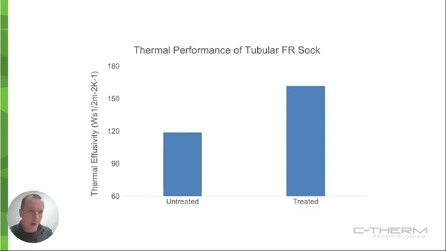Another quick example shows a tubular FR sock material, untreated, around 120, and was able to increase that to about 160 with the treatment. So I know Wim, the president of the group, was quite excited about this because, of course, he can show the fabrics and take them into his clients and get them to feel this in person. But it's another thing to be able to quantify it scientifically, to provide hard data in terms of performance improvement, and really help justify the premium for that product.